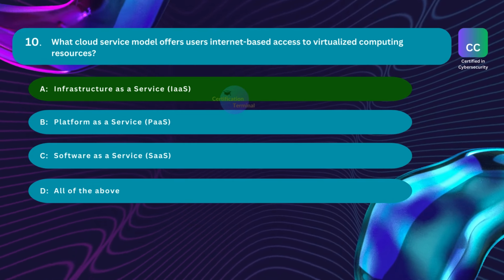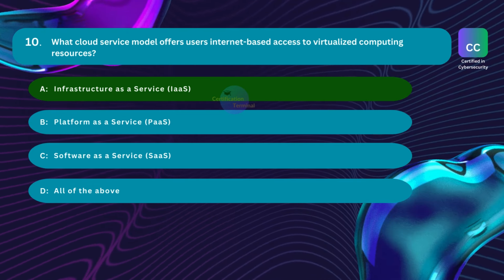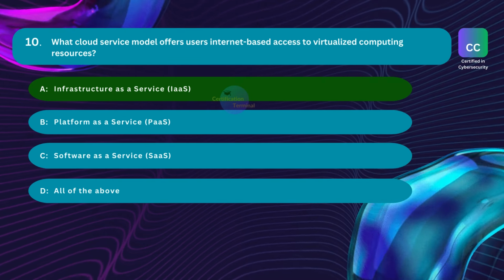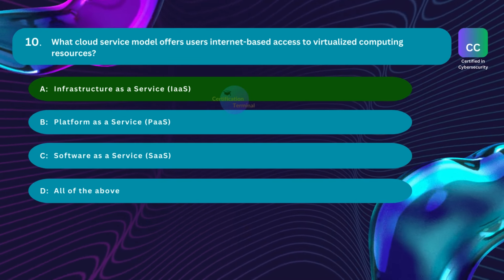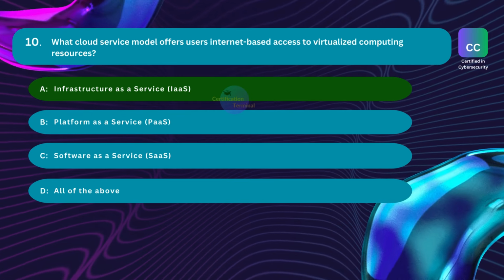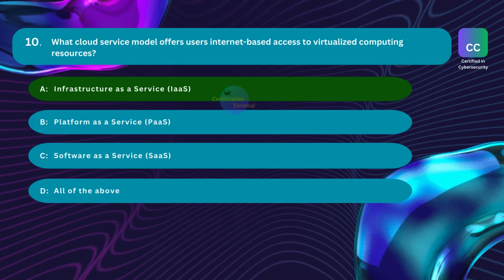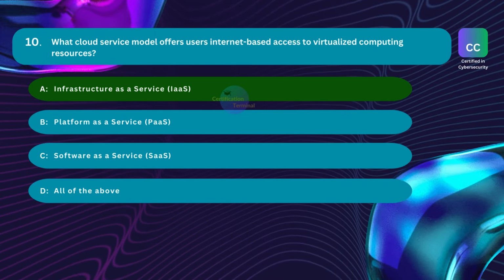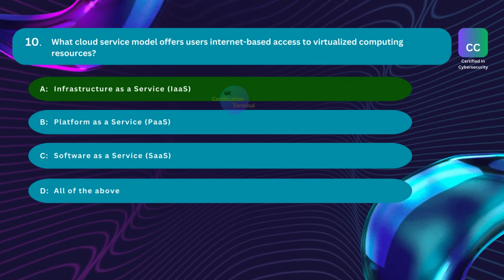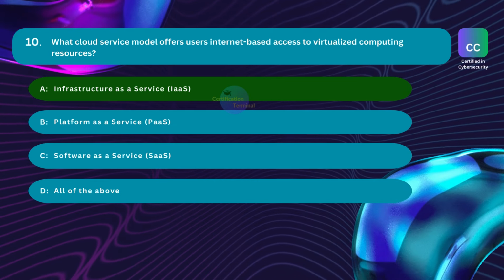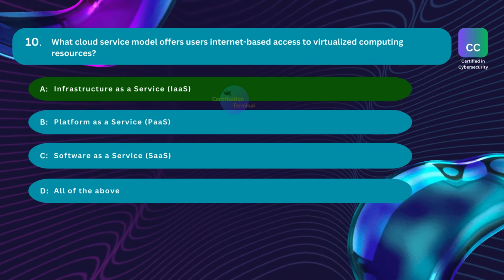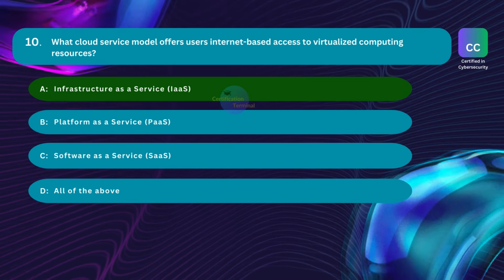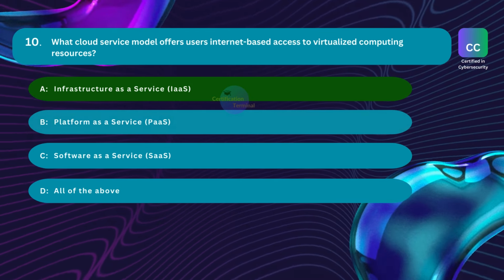Infrastructure as a Service is a cloud computing service model that provides users with virtualized computing resources over the internet. Users can access and manage virtualized servers, storage, and networking infrastructure. Infrastructure as a Service gives users more control over the underlying infrastructure compared to Platform as a Service and SaaS, allowing them to deploy and manage their virtual machines, storage, and network resources.